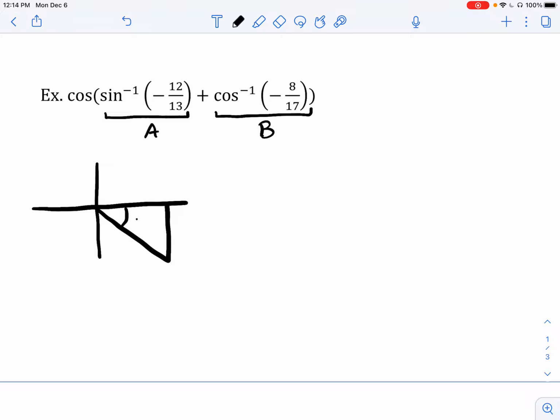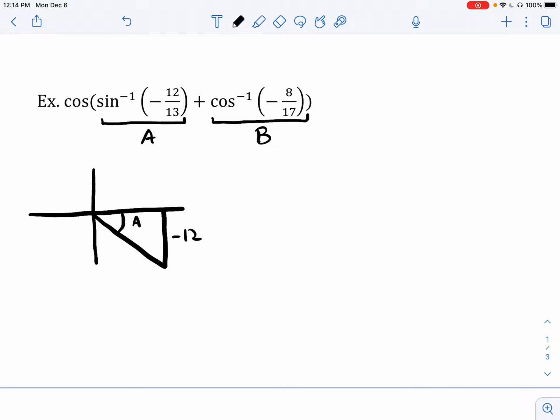So that is to say this should be angle A. It's a negative angle here in quadrant 4. Now, we don't know what angle A is exactly, but we do know that taking the sine of angle A gives me negative 12 over 13. So we can apply the Pythagorean theorem to find our adjacent side or our x value here, but this actually turns out to be a Pythagorean triple. Can you figure out what that adjacent side is? You're right, it's 5.